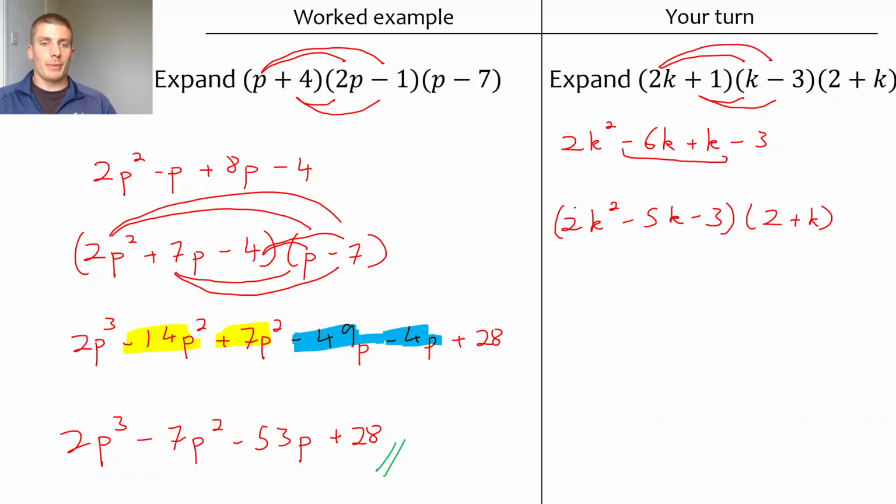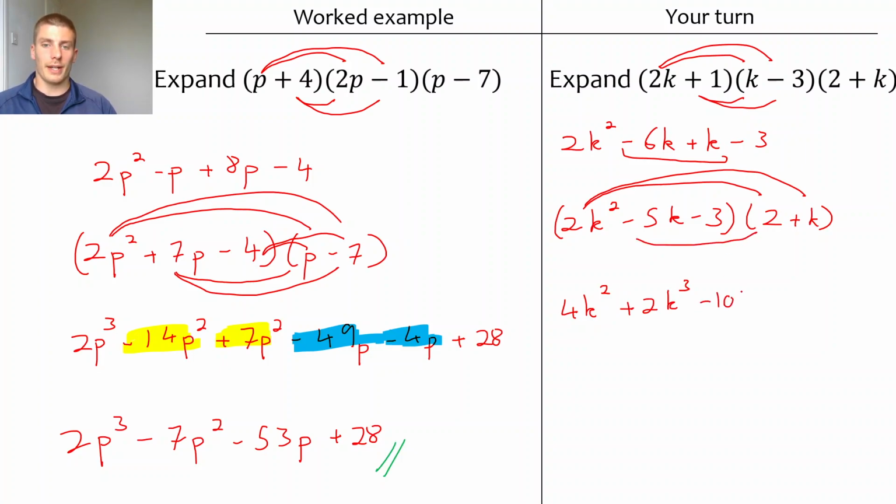Now on to this one. So we go on to each of our terms. We go and do 2k squared times by 2, which is 4k squared. 2k squared times by positive k is plus 2k cubed. Minus 5k times by 2 is minus 10k. We've got minus 5k times by plus k is minus 5k squared. We then got minus 3 times by plus 2 is minus 6. And we've got minus 3 times by plus k is minus 3k.